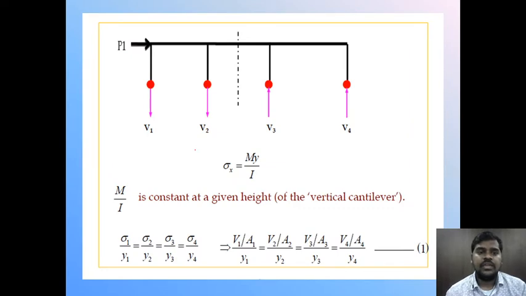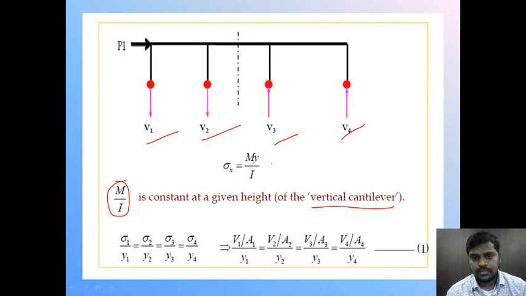Next, if you consider this, V1, V2, V3 and V4 are the vertical forces of the columns respectively. And M by I is a constant given at the height of the vertical cantilever. So we have the formula sigma x is equal to My by I from the pure bending equation.